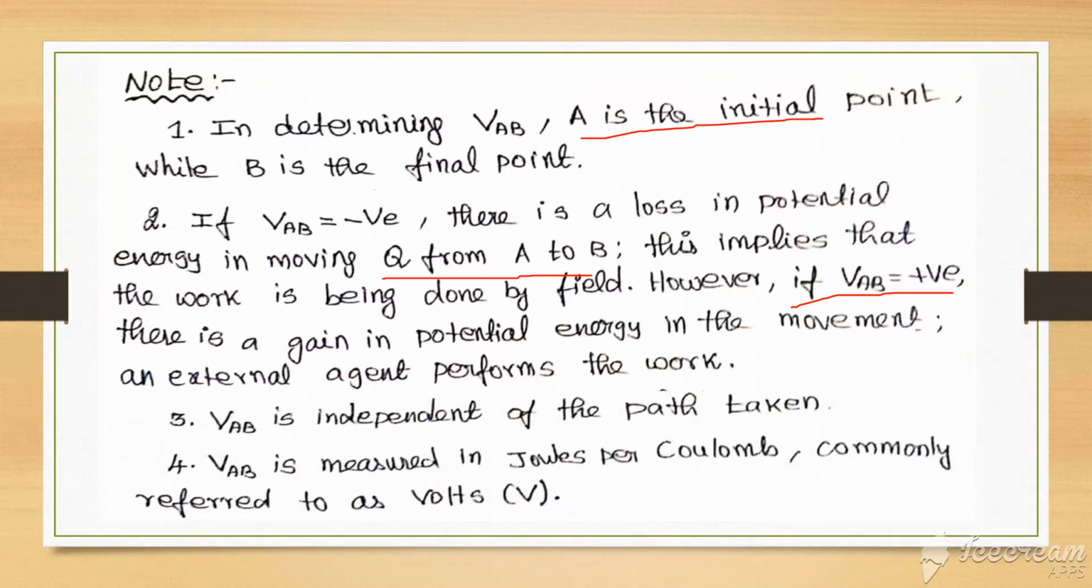So third point, VAB is independent of the path taken. Very, very important point. VAB is independent of the path taken. We will get a detailed idea about this point in a later slide. So fourth point, VAB is measured in joule per coulomb, commonly referred to as volt. Already we know the unit for voltage is volt, or joules per coulomb.